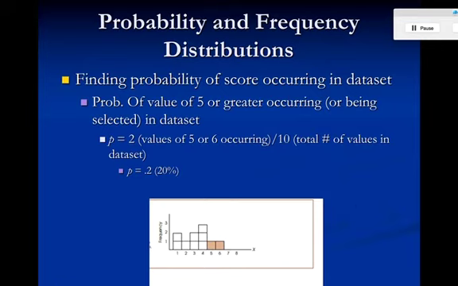Now, many times what you're going to find is that finding the probability of a score in a particular data set is going to be very important for us. So let's say, for instance, that we have a frequency distribution that looks like the following here. I've taken this frequency distribution from your textbook, so if you're following along with your textbook reading, this is one of the figures in your textbook.